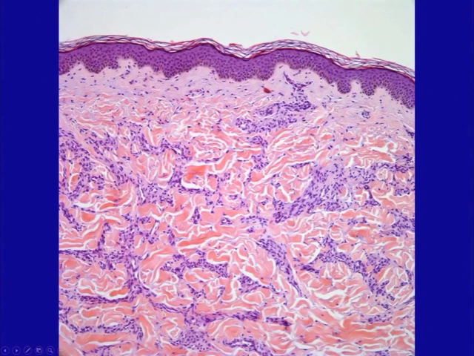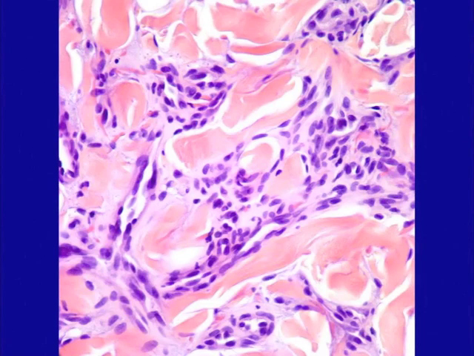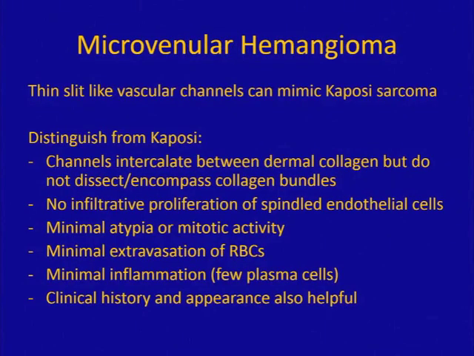Looking closer, you can see that there are spindled cells here and very thin, almost slit-like compressed vascular channels. Here's a closer look, spindly again. There certainly are some features here that can be reminiscent of Kaposiform. You have almost no atypia, very few mitoses, and usually the blood is confined to the little vascular spaces, and you don't usually have much extravasation of red cells or hemosiderin deposition like you would have in Kaposi. Here's another look. So this is a microvenular hemangioma.